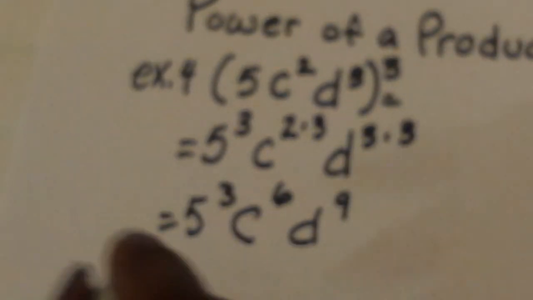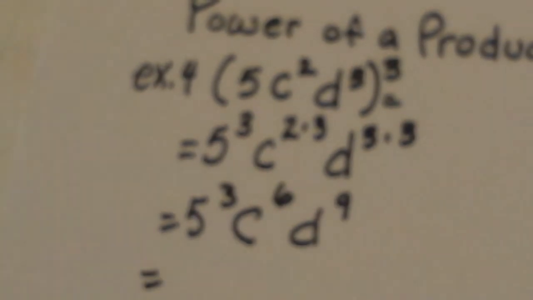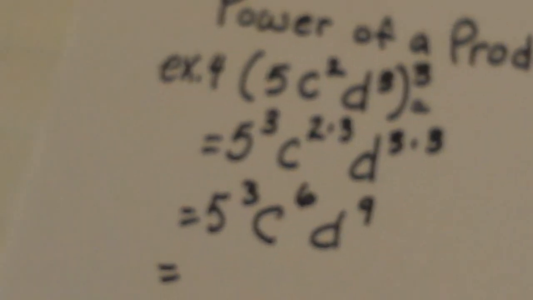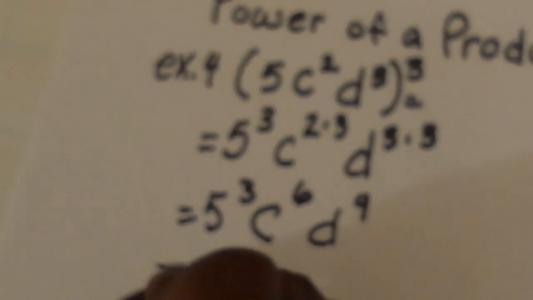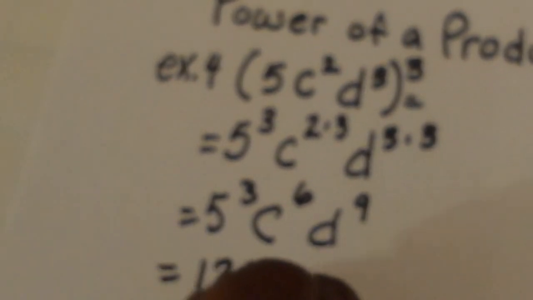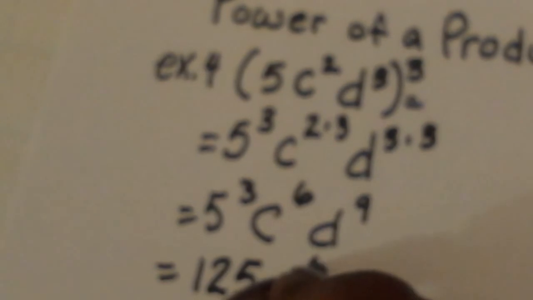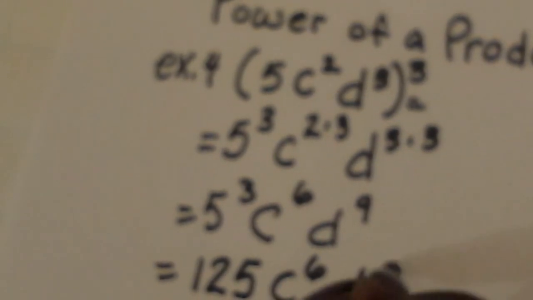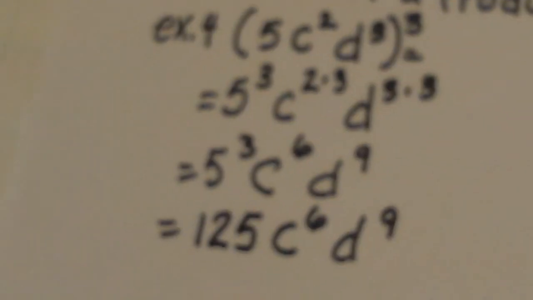And then the last thing you do, raise your number, if you have one, to the power. So 5 to the third power is 125. c to the 6th power. d to the 9th power. There you go.